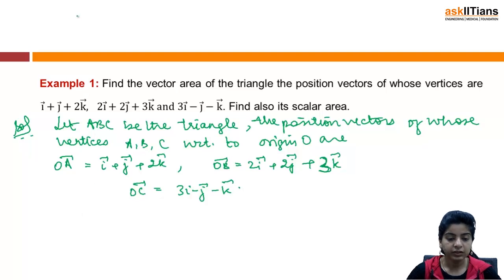Now see, this suppose is the triangle ABC, right? We are given triangle ABC and this is the direction. Find the vector area of the triangle. We have assumed ABC is the given triangle whose position vectors of whose vertices are this.